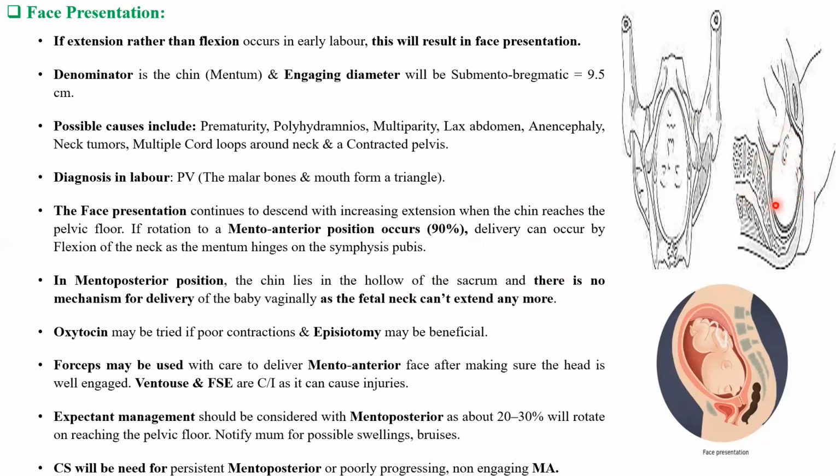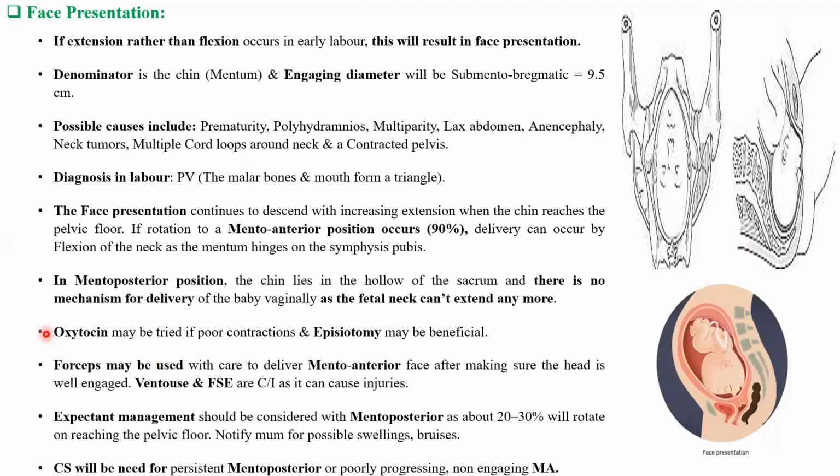In mento-posterior position, there is no mechanism of labor because the chin lies in the hollow of the sacrum. For the head to be delivered, it needs more extension, and the fetal neck cannot extend anymore here. So in mento-anterior, the head can be delivered by flexion in 90% of the cases, but in mento-posterior, because the head is maximally extended already, there is no way that the head can extend anymore, so there is no mechanism of delivery.